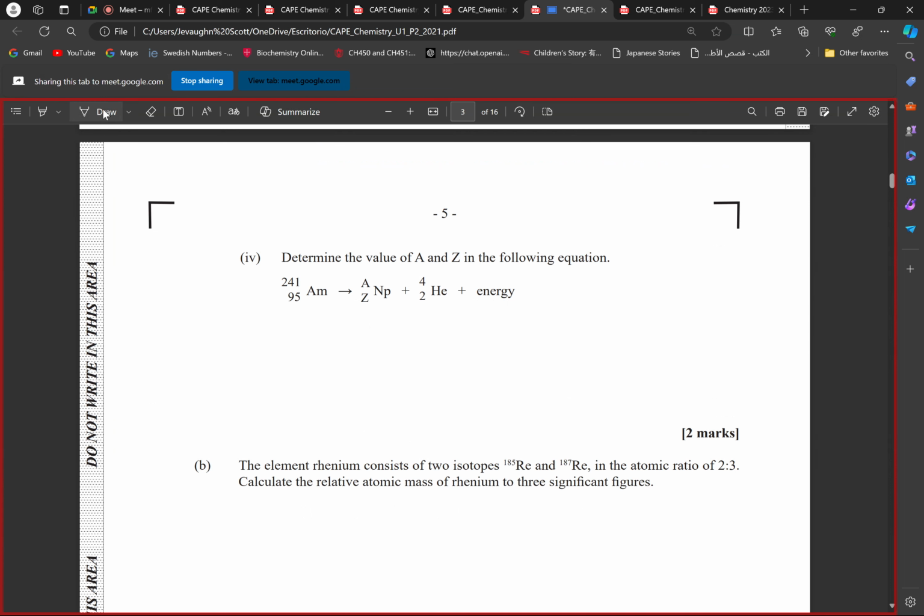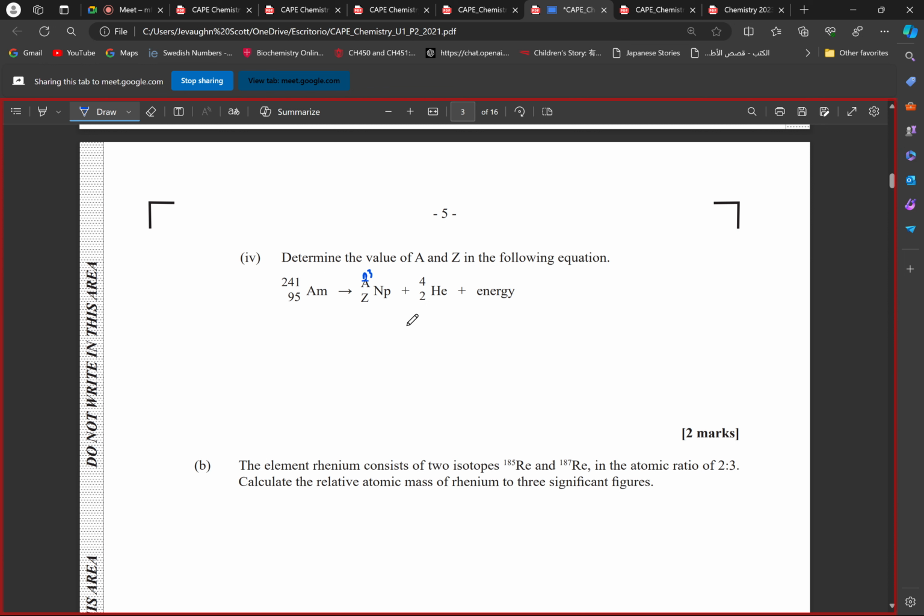Alright, so let's do this here. With the americium here, what's happening? If we have helium, this type of decay, what's going to happen to the mass number? It decreases by 4. So 241 minus 4 is going to give us 237.